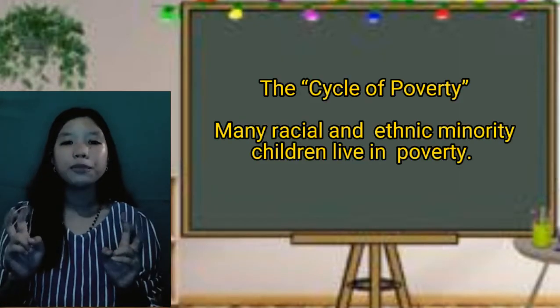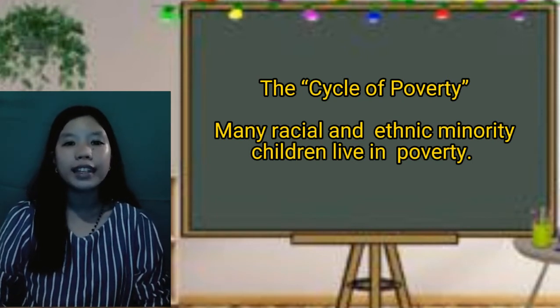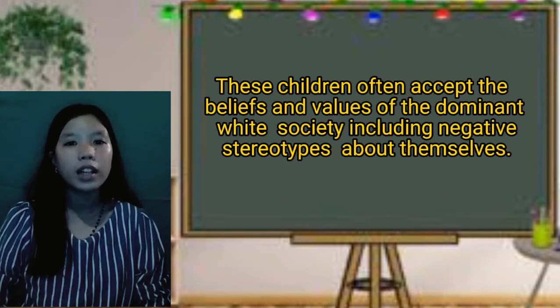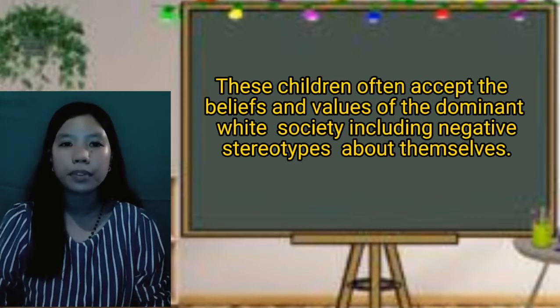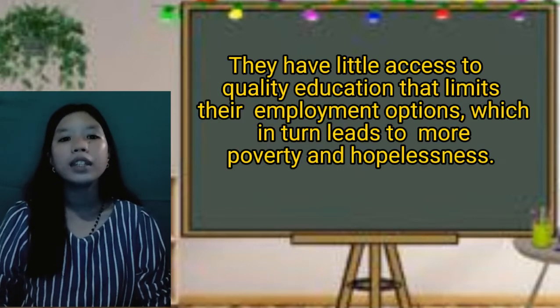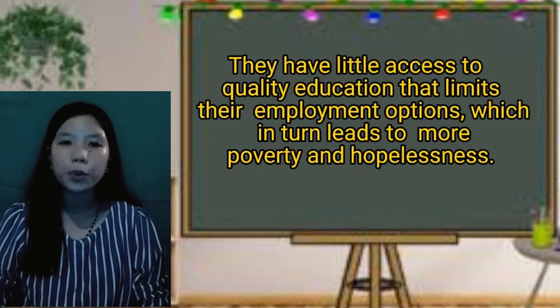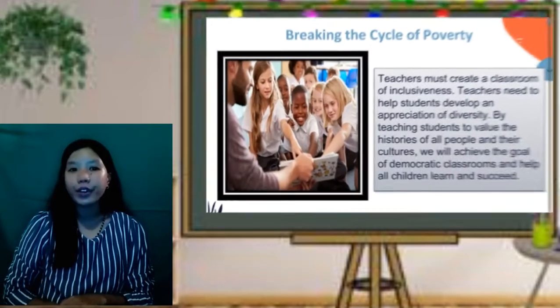The cycle of poverty. Many racial and ethnic minority children live in poverty. These children often accept the beliefs and values of the dominant white society, including negative stereotypes about themselves. They have little access to quality education that limits their employment options, which in turn leads to more poverty and hopelessness. How can we break the cycle of poverty?